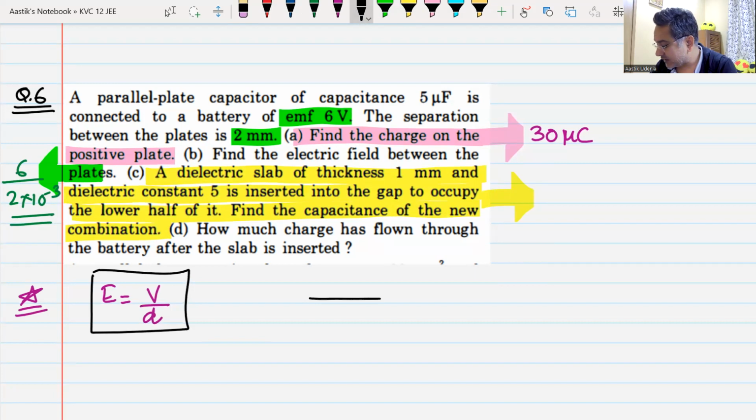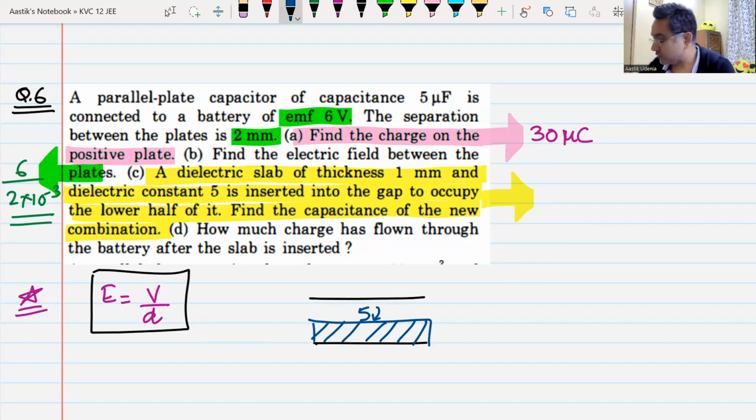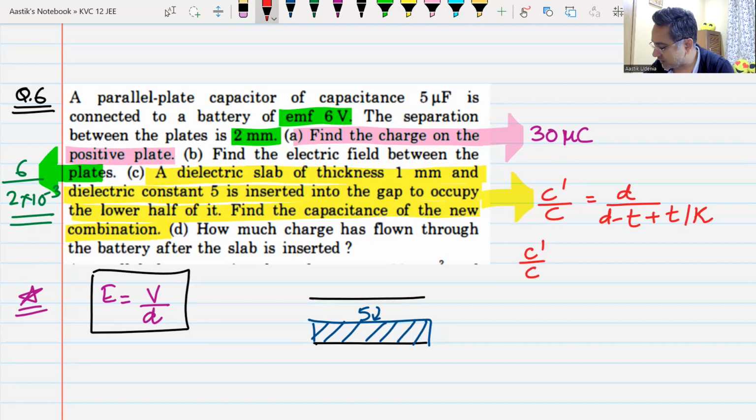If I would have drawn the diagram, the diagram looks like this, and the lower half is filled with a dielectric, whose dielectric constant is 5. Dielectric constant is 5 and thickness is 1 mm. So which formula should I use here? C dash by C will be equal to D upon D minus T plus T by K. So C dash by C would be equal to distance between the plates 2 divided by 2 minus 1, is 1, plus 1 by 5.